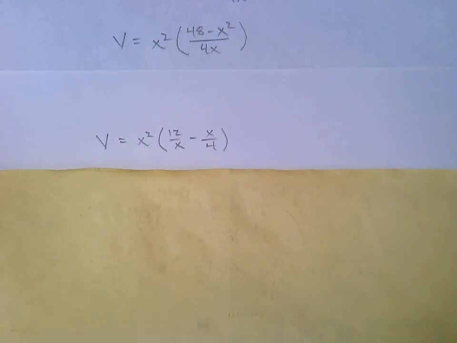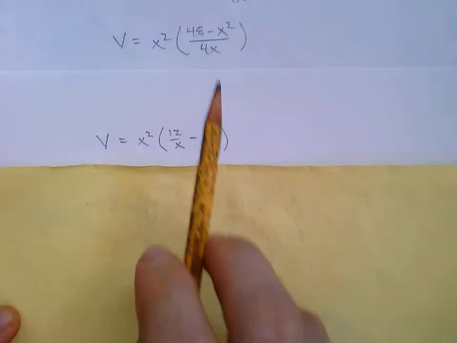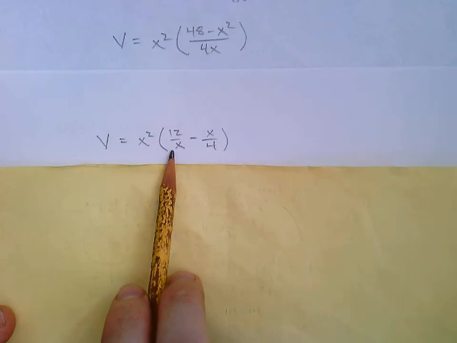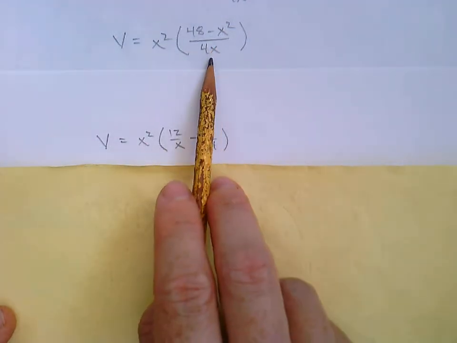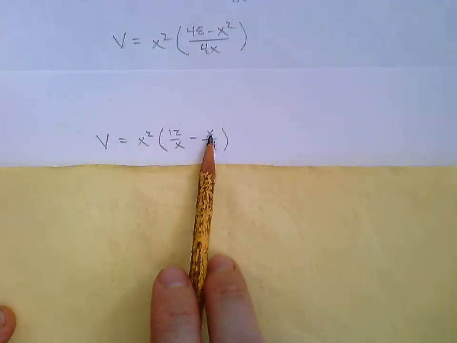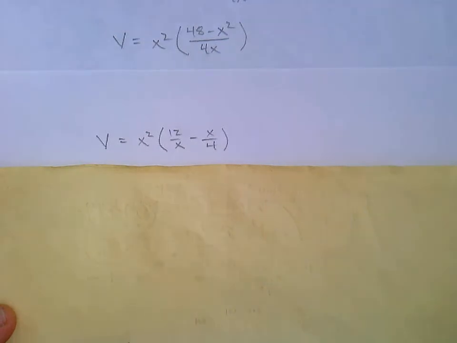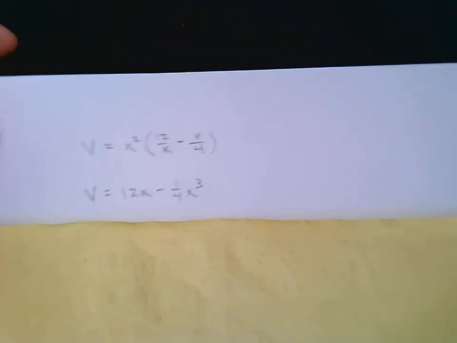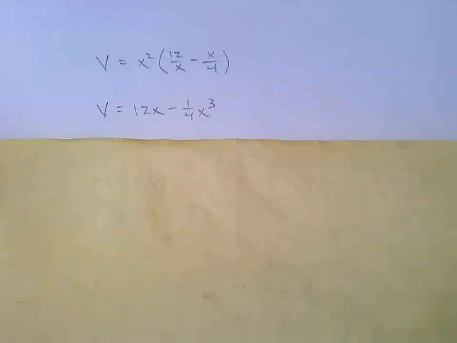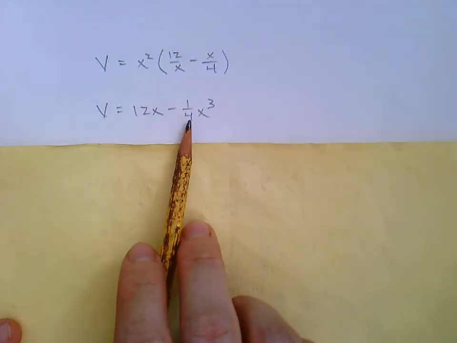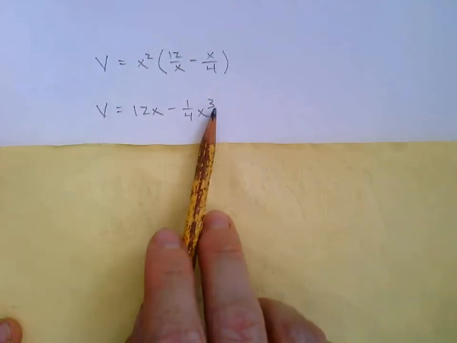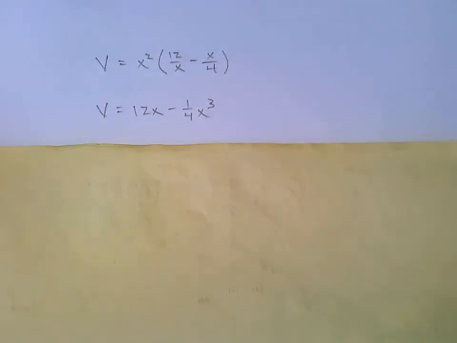Let's try and write this as a polynomial. So I'm going to split this fraction. 48 over 4x is 12 over x. x squared over 4x, think of it as just x over 4. And then distribute the x squared. Distributing the x squared, 12x minus 1/4 x to the third. I like that 1/4 x to the third because that will mean my derivative comes out a little bit smoother.